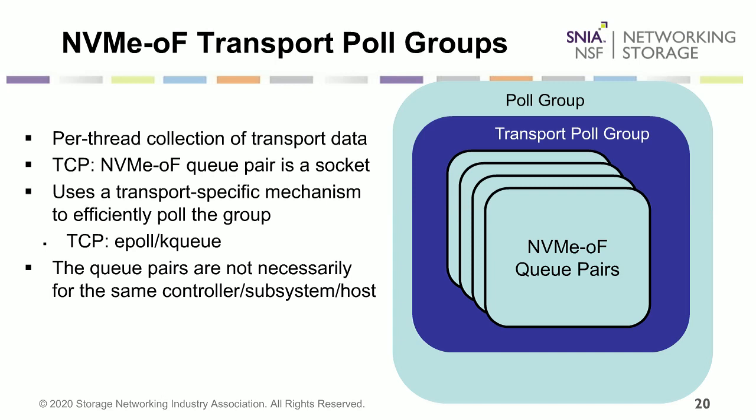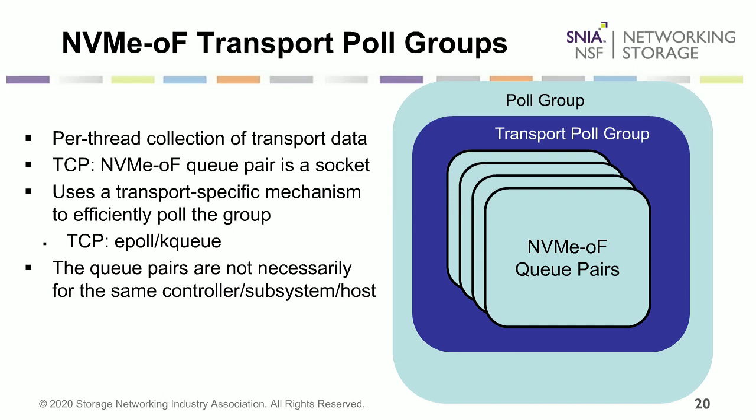And so if we put a concrete example on this, in the TCP transport by spec, an NVMe over Fabrics queue pair is a connection. It's basically a socket. And there is a more efficient mechanism to poll a set of sockets in Linux called epoll, and there's one on FreeBSD called kqueue. And so the transport poll group is basically an epoll file descriptor that we've added a bunch of sockets to. And so when you poll the poll group, it just does a non-blocking epoll wait to ask if any of the sockets in the set have data to receive.